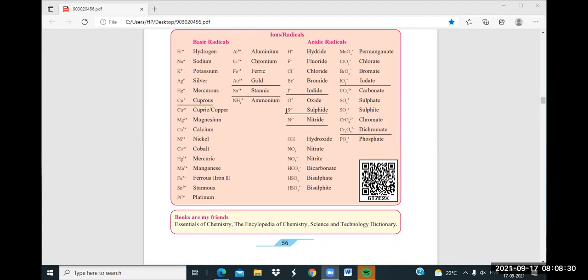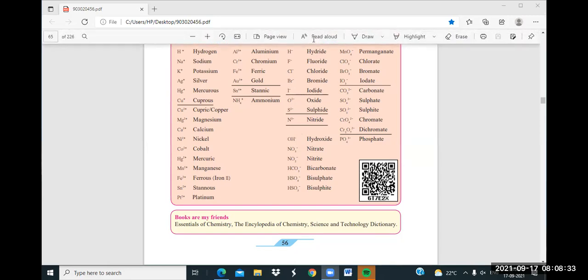You can write SO4 2-. You have to write SO4 2-. So like this, suppose SO4 2-. Then next one you can write NH4+.